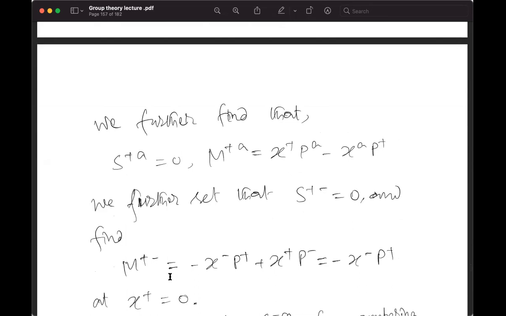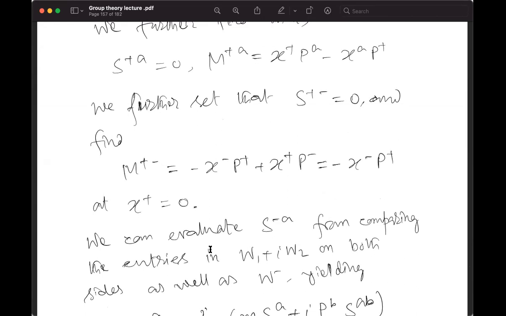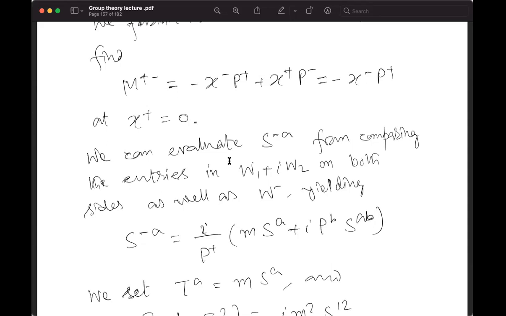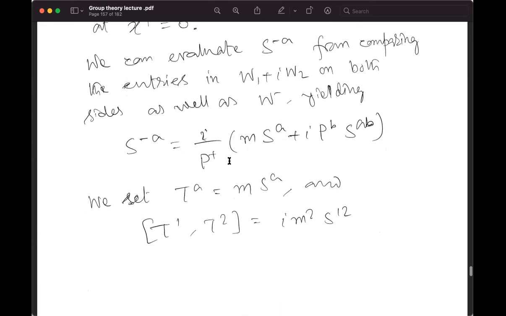So further we find that S plus a equal to 0, M plus a equal to S plus p plus, p^a minus x^a p plus, and then S plus minus equal to 0. Once we set that, we find out that M plus minus equal to minus x minus p plus x plus p minus, and equal to minus x minus p plus at x plus equal to 0 initial surface. So we can evaluate S minus a from comparing the entries in the W1 plus and W2 on both sides, and also for the W minus.